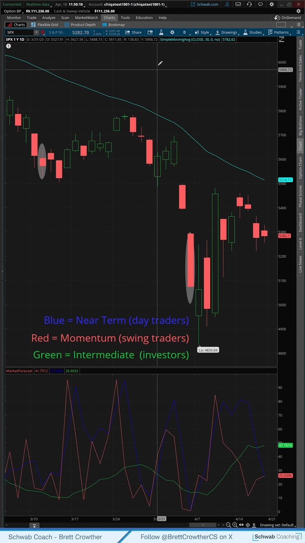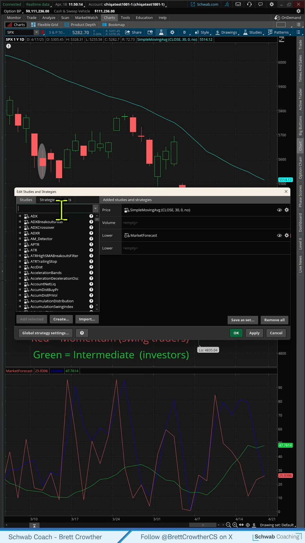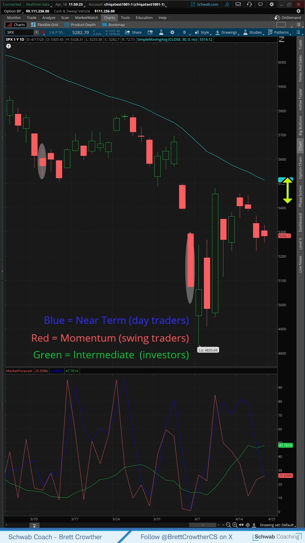Let's dive right in. I'll take you over to the thinkorswim desktop platform. If I click on the flask, that will allow me to add different indicators. I'm going to type in market, and down here is Market Forecast. If we hit add selected and then apply, that will add the indicator to our graph.